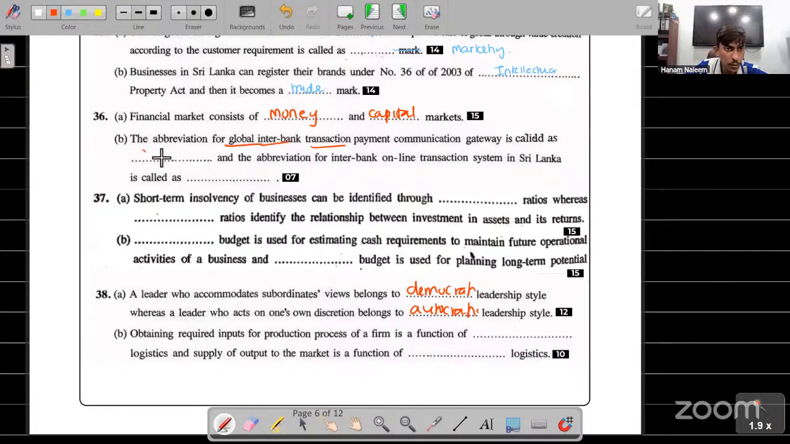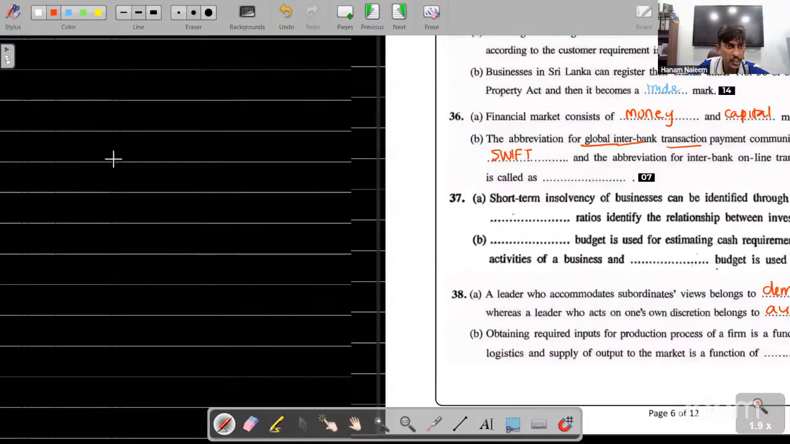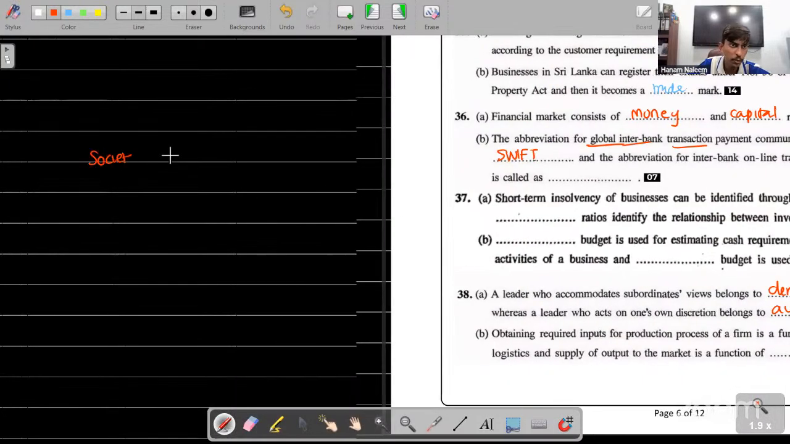We call that SWIFT. You write only the abbreviation of the full term because they're asking for the abbreviation. So SWIFT stands for Society for Worldwide Interbank Financial Telecommunication.